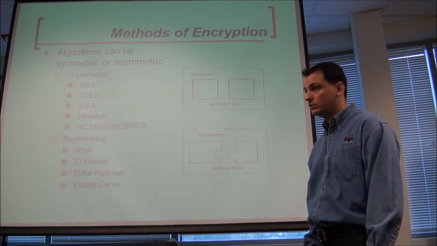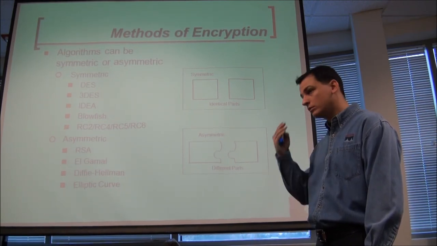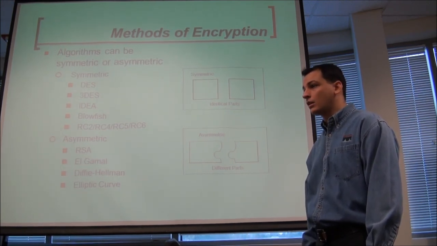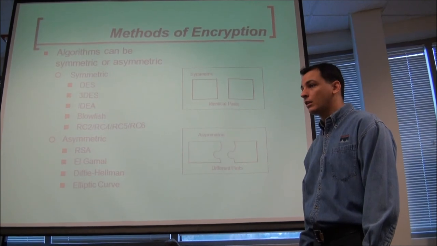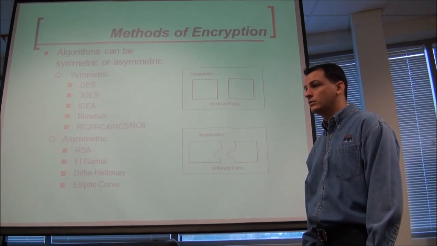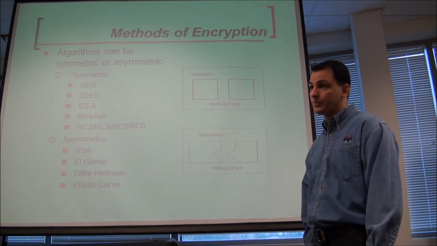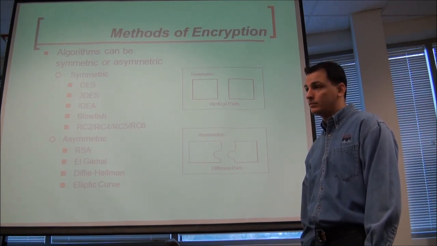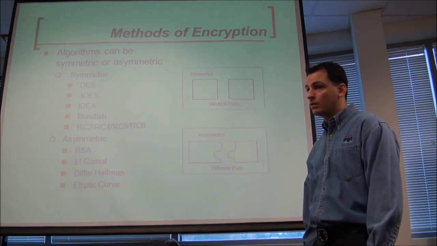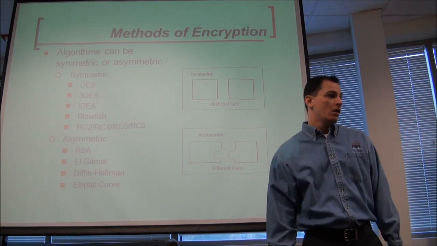Well, but in asymmetric, you don't have to have both sides of the key, right? For instance, if I'm signing something, I use my private key to sign it, and then they use the public key to verify that I signed it. So you really don't use both sides of the key for the same functions. You use the different halves of the key for different functions.